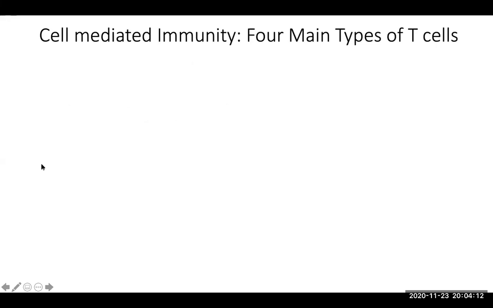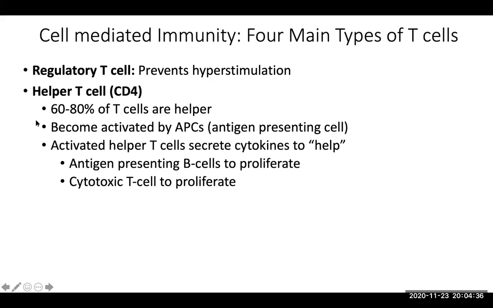Cell-mediated immunity is using T cells. We have lots of types of T cells, but we're going to talk about four main branches of T cells. Regulatory T cells, their job is to prevent hyper or overstimulation of the immune system, basically to prevent harm to yourself. Helper T cells are activated by antigen presenting cells like the dendritic cells we talked about earlier.